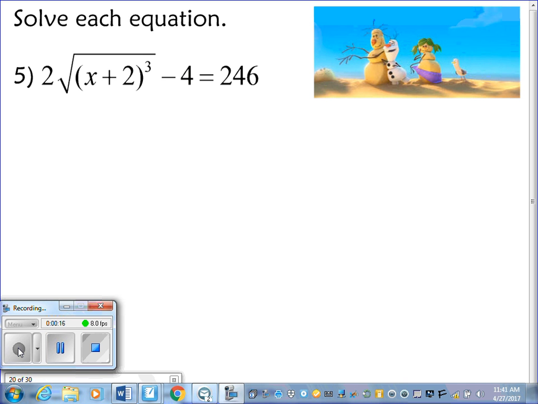All right, so for number 5, what is the first thing we need to do in order to solve this? Good. Add the 4. We want to get the radical part by itself.